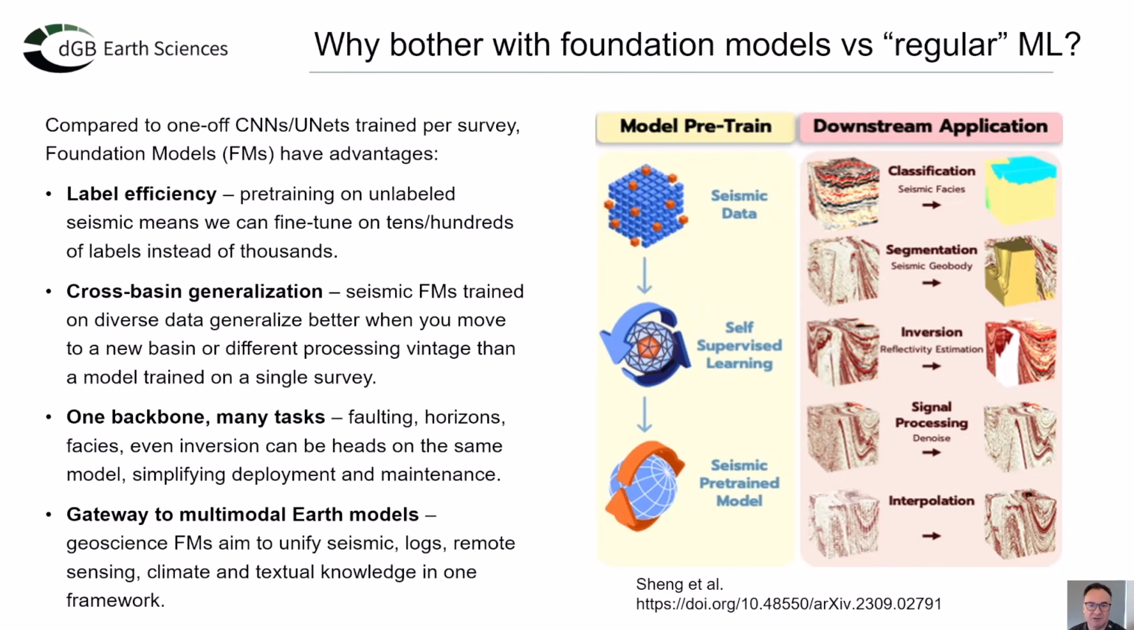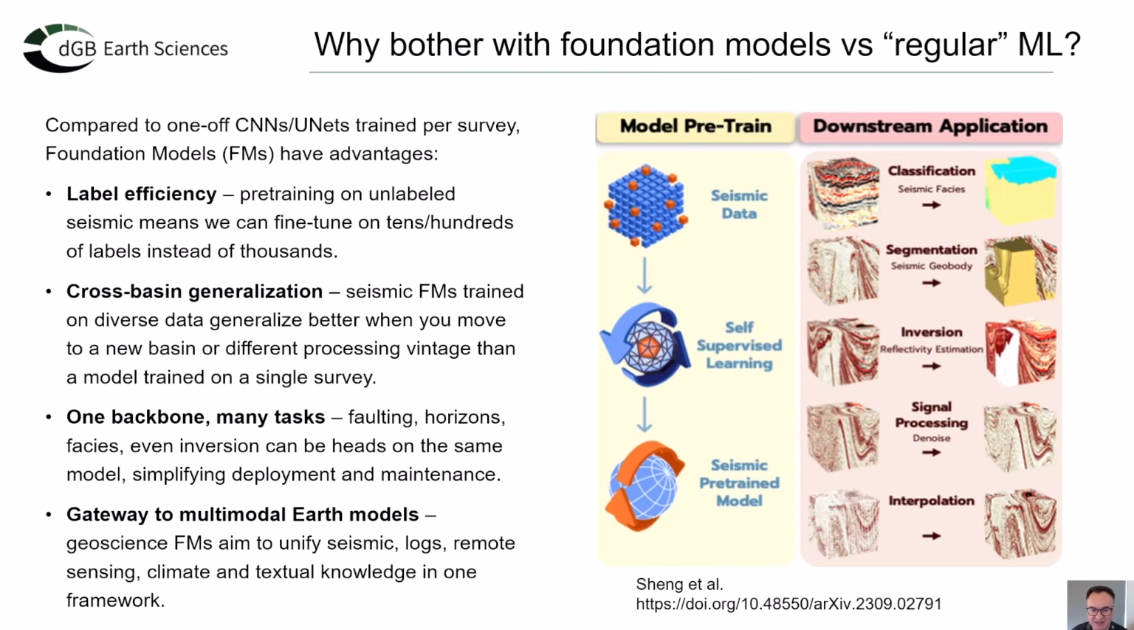And so why would we want to bother with foundation models versus regular machine learning models? Because they're efficient. We can pre-train on unlabeled seismic, and then we can fine-tune on tens or hundreds of labels rather than thousands of labels. They tend to generalize better cross-basin. And then you can have one backbone, one model that provides a lot of different tasks. So say faulting, horizons, facies, even inversion can all be heads of the same model, simplifying deployment and maintenance.